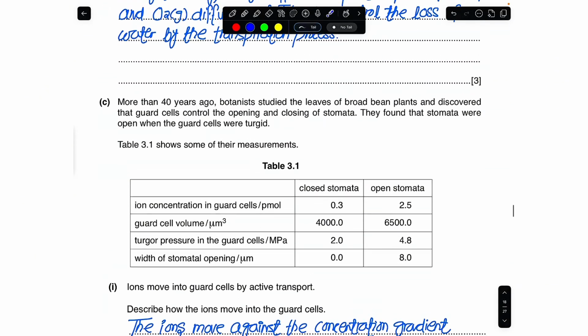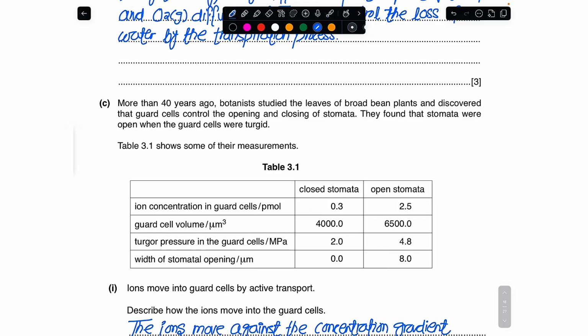If I were to take you to this table, they say more than 40 years ago, botanists, the specialized people who deal with the study of plants, studied the leaves of the broad bean plants and discovered that the guard cells control the opening and the closing of stomata. They found that stomata were open when the guard cells were turgid.